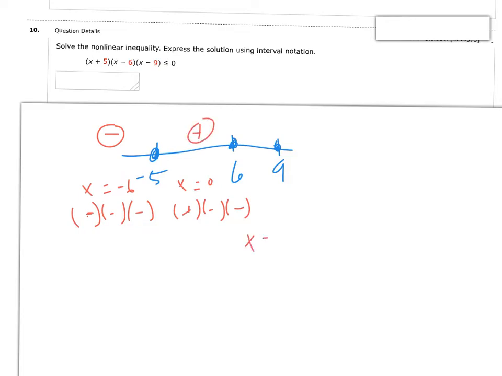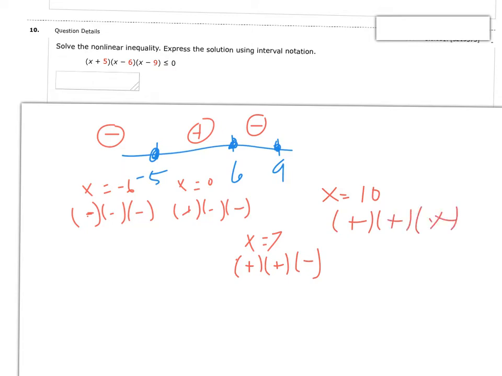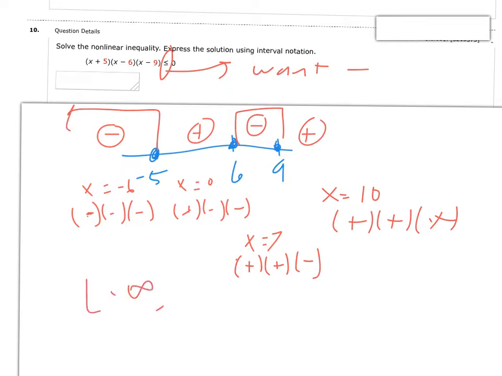I can try out like x equals 7. So x equals 7, so 7 plus 5 is, of course, positive. 7 minus 6 is positive, but 7 minus 9 is negative, so there you go. And then x equals 10 would give me all positives in there. And so that's obviously going to multiply to a positive. So this one, less than or equal to 0, means I want the negatives. And so I'm going to go in here and out there. So my answer will be negative infinity to negative 5. That'll be a bracket. Union 6 to 9.